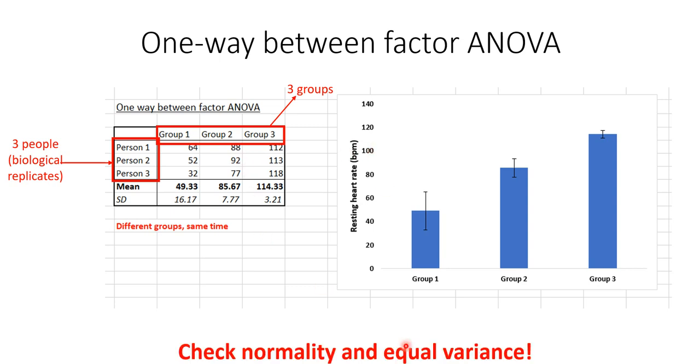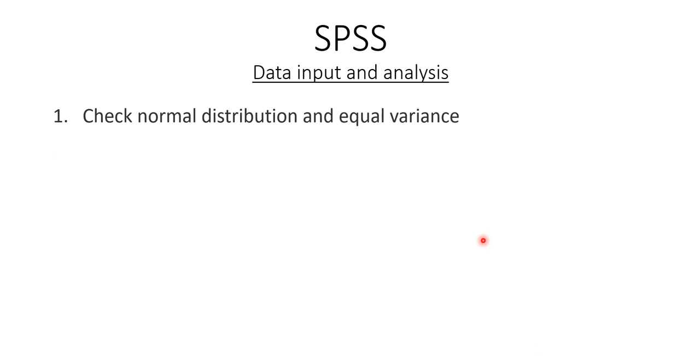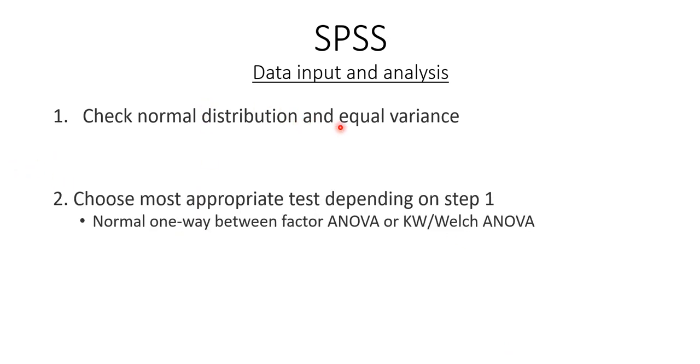Okay, but first we want to check for normality and equal variance. So the typical pipeline, if you like, that I'd use is I'd check the normal distribution and then the equal variance. Then depending on what we find there, we choose the most appropriate ANOVA to run. So a normal one-way ANOVA, if both of these assumptions are met, or a Kruskal-Wallis test, if the data is not parametric, or a Welch ANOVA, if the data does not have equal variance.